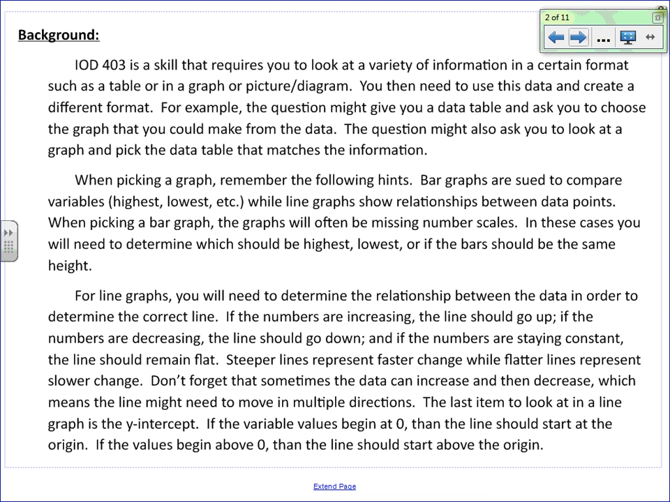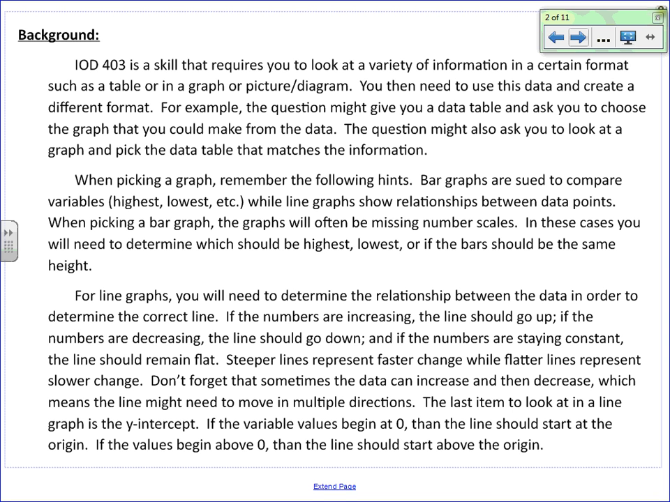For line graphs, you need to determine the relationship between the data in order to determine the correct line. If the numbers are increasing, the line should go up. If the numbers are decreasing, the line should go down. And if the numbers are staying constant, the line should remain flat. Steeper lines represent faster change, while flatter lines represent slower change. Don't forget that sometimes the data can increase and then decrease, which means the line might need to move in multiple directions. The last item to look for in a line graph is the y-intercept. If the variable values begin at 0, then the line should start at the origin. If the values begin above 0, then the line should start above the origin.